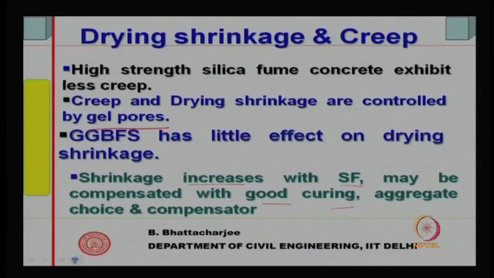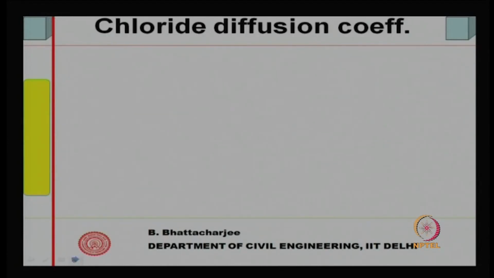So, shrinkage and creep properties with different types of mineral admixtures are something like this. Fly ash seems to reduce both creep and shrinkage. GGBFS reduces creep, but has little effect on drying shrinkage. Silica fume exhibits less creep, but it has higher drying shrinkage, which you can compensate with good curing, aggregate choice, and shrinkage compensating effect.